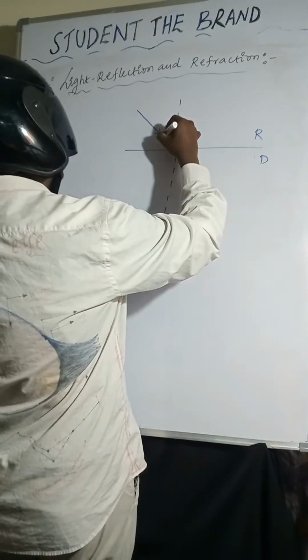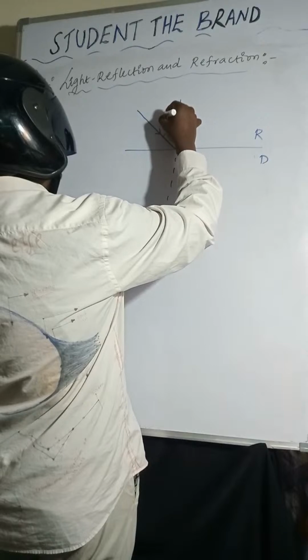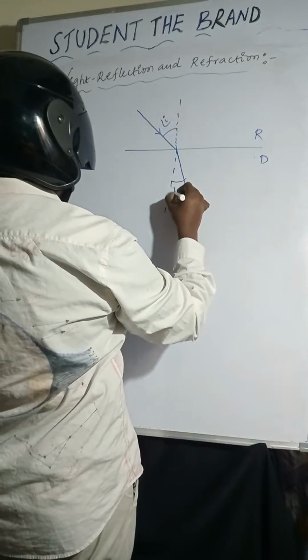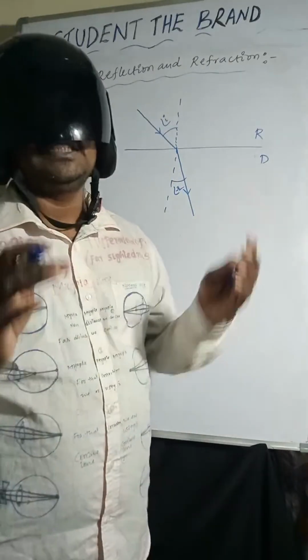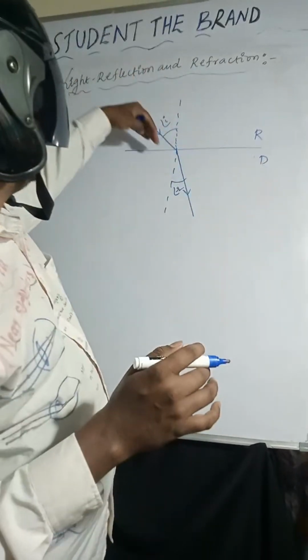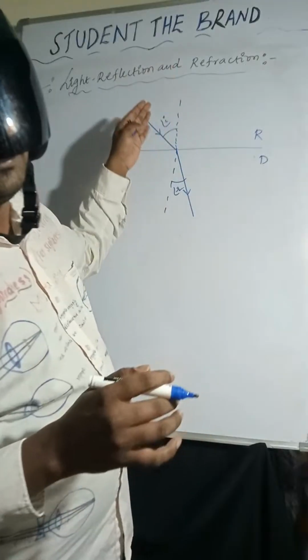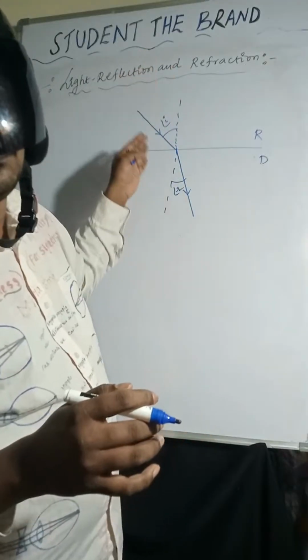The angle between the incident ray and the normal line is called the angle of incidence. The angle between the refracted ray and the normal line is called the angle of refraction. Once again, observe: incident ray, refracted ray, normal line.